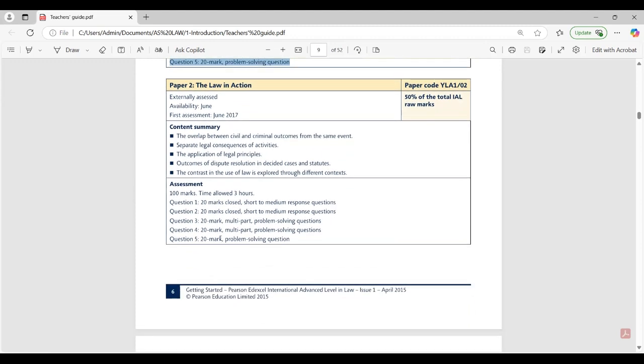The second paper also has a similar structure. Again, the total mark is 100 and the time allowed is 3 hours. Just like paper 1, questions 1 to 4 will carry subparts like part A, B, and C, so the marks are divided, the total of which for each question would be 20 marks. The last question will be a 20 marker, and most probably it's going to be a problem-type question where you are expected to write an extended answer.